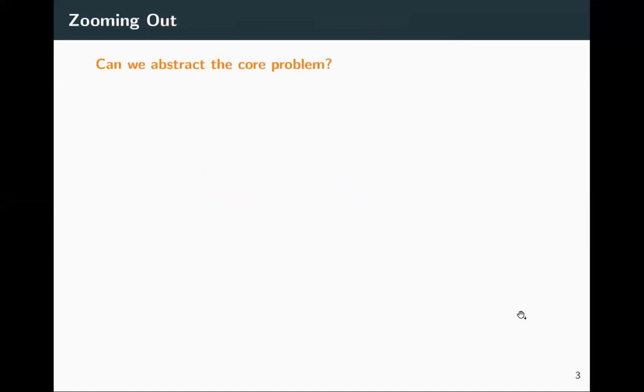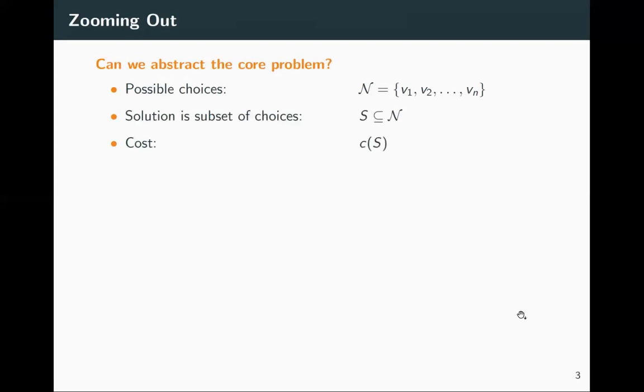So that was the hitting set problem, but let's take a step back and abstract the core features of this problem that we're solving. There is a universe of possible choices. We'll call this script N. This is the set of vertices we could have picked. A solution consists of a subset of the possible choices. Every subset has a cost associated with it.